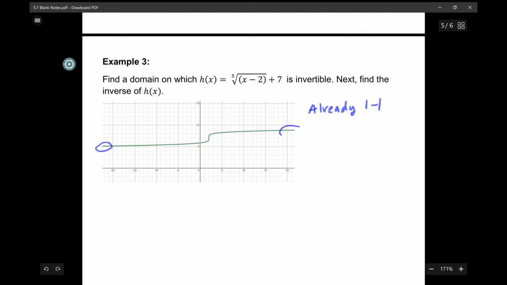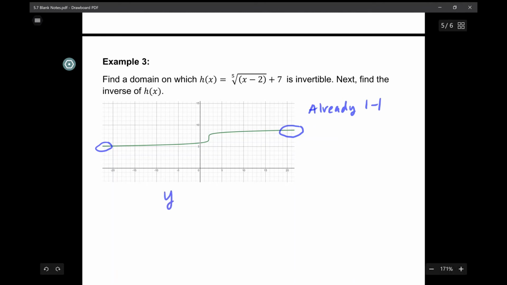But remember, that's sort of asymptotic behavior. And it really is on this side increasing, increasing, increasing just a smidge, and decreasing, decreasing, decreasing. So it never gets truly flat. So this function is already one-to-one, so we just need to find its inverse.